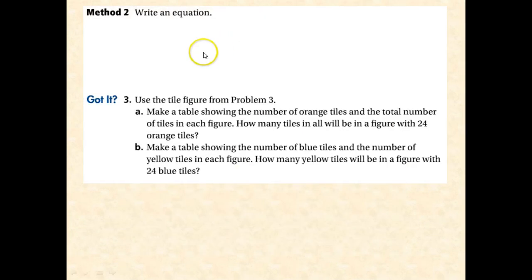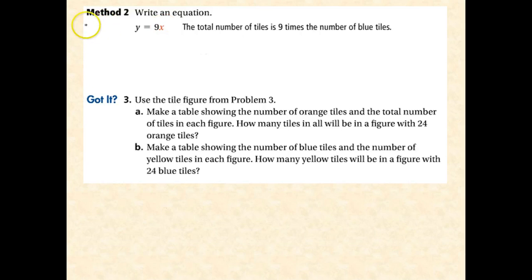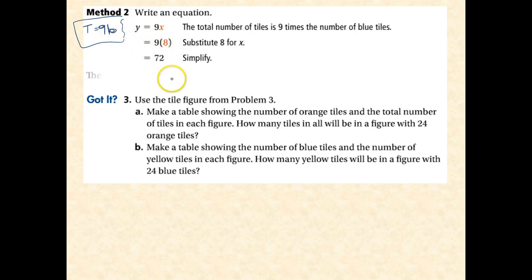How about we write an equation? Y equals 9x. Or if you were super awesome, you might say T for total tiles equals 9 times B, for 9 times the number of blue tiles. But sometimes your B might look like a 6, so you got to be careful. That's why I type. Okay, so then I would plug in an 8 for x because I want to know if there's 8 blue tiles. 9 times 8 is 72. So the total number of tiles would be 72.